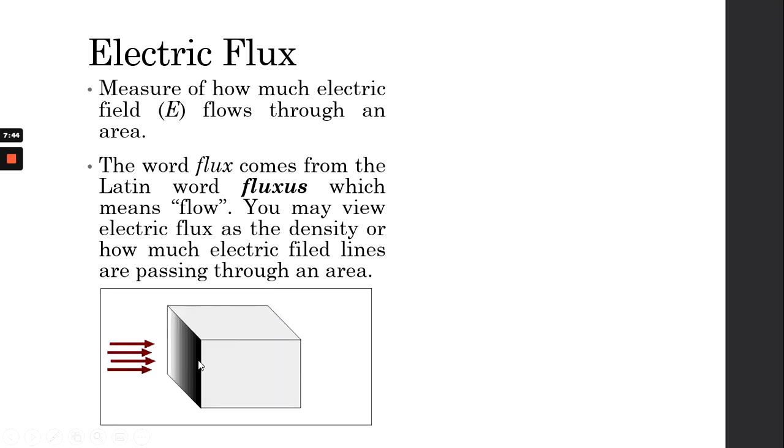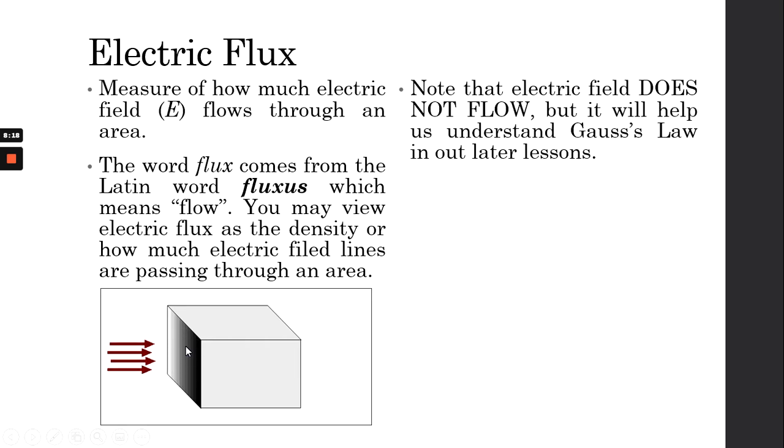So for example, you have a box right here, and these red lines right here are your electric field. And as this electric field passes onto this one face of your box, if you measure how much electric field passes onto that face of the box, then that's what we call an electric flux. Okay, so that is what we're going to do: measure how much electric field is passing onto a surface.